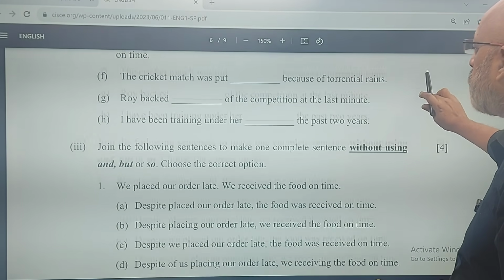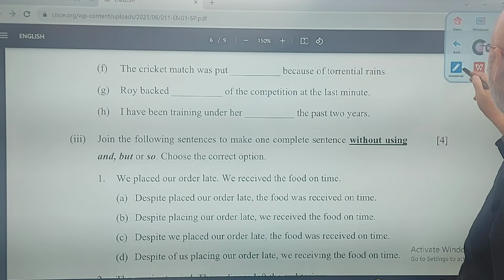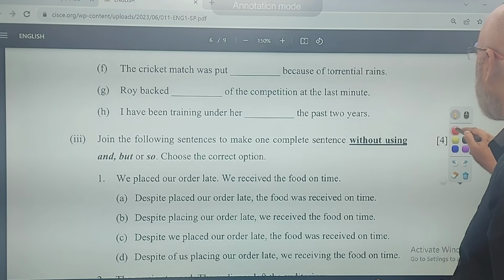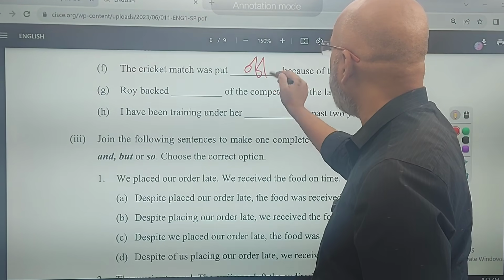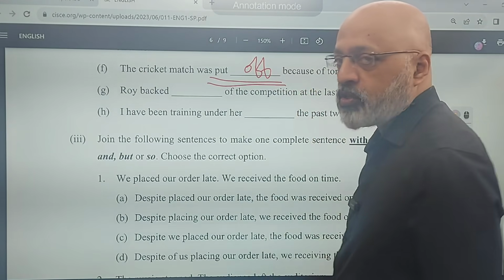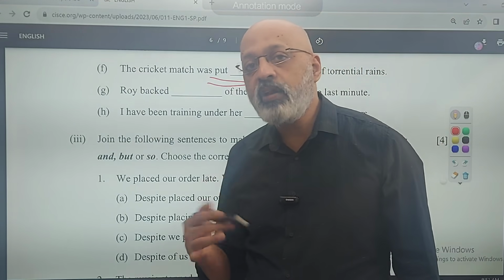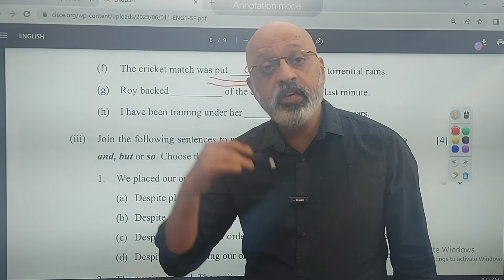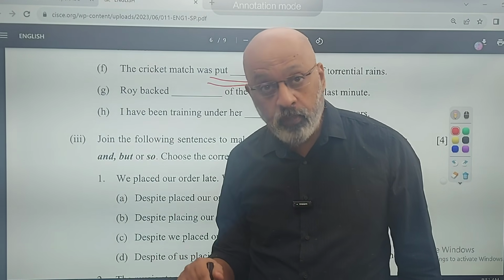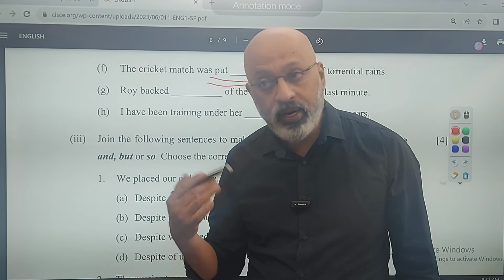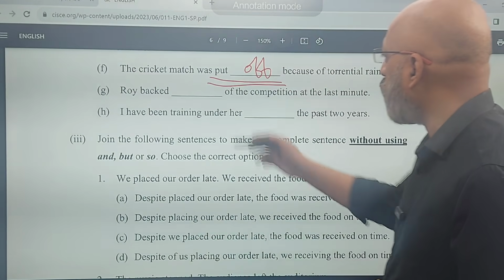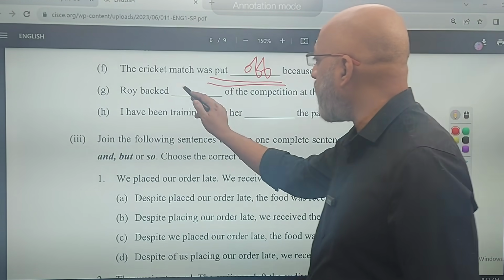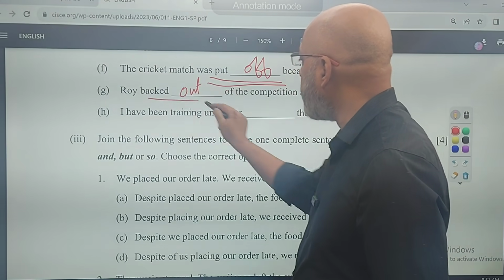The cricket match was put off, यानी कि उसको postpone किया गया because काफी बारिश थी, तो उसको put off. Put off, this is a phrasal verb. इसका so आपसे at least 2 या 3 phrasal verbs तो पूछे जाएंगे out of 8. Okay, तो आपको phrasal verbs के काफी सारे वीडियोस YouTube चैनल पर किए गए हैं. Please have a look at them. You will find them useful. Roy backed out, यानी कि वो वहां से निकल गया. This is again a phrasal verb.